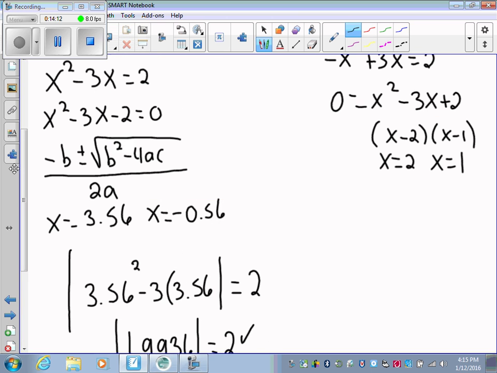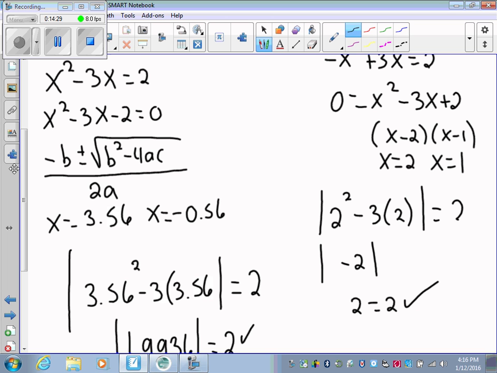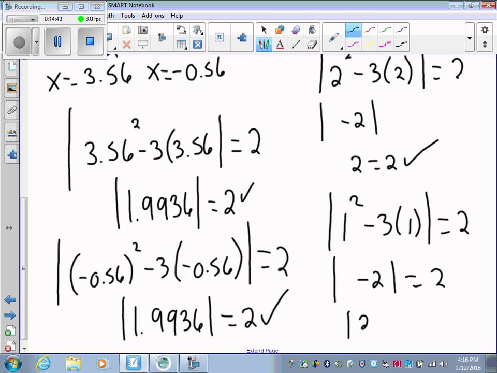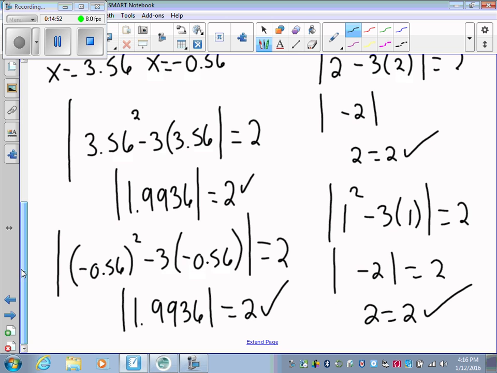Verify your other two over here. So I verify the 2 squared minus 3 times 2, and that should give me 2. 4 minus 6 is negative 2, which in absolute value is 2. And we try 1 in there as well. 1 squared minus 3 times 1 should give me 2. 1 squared is 1, minus 3 is negative 2. Oops, the absolute value sign. 2 is equal to 2. Verified. All four answers work. That won't always be the case.